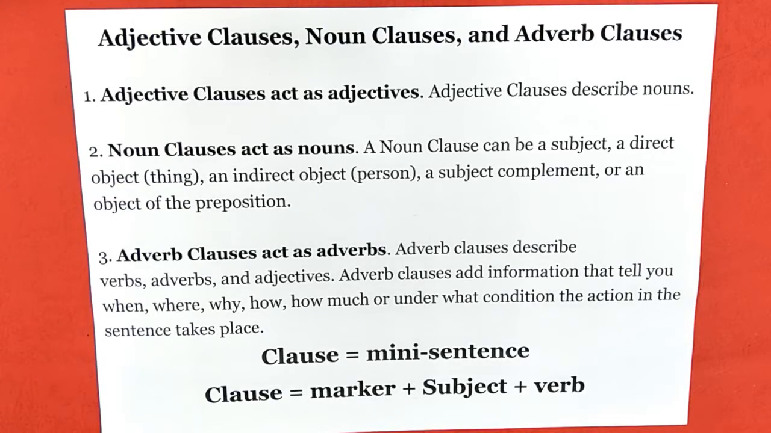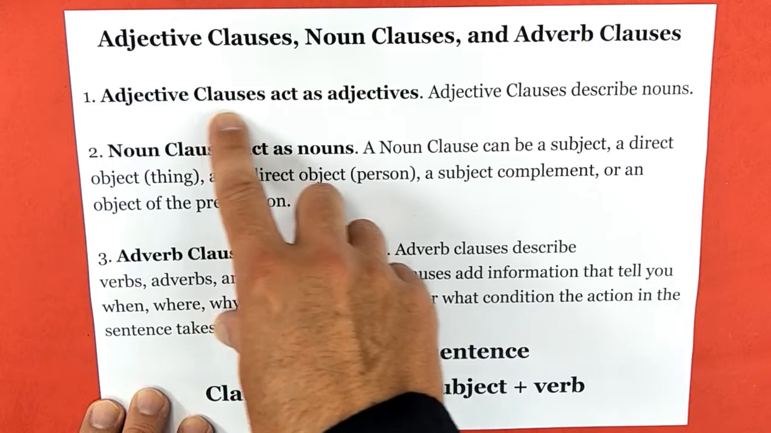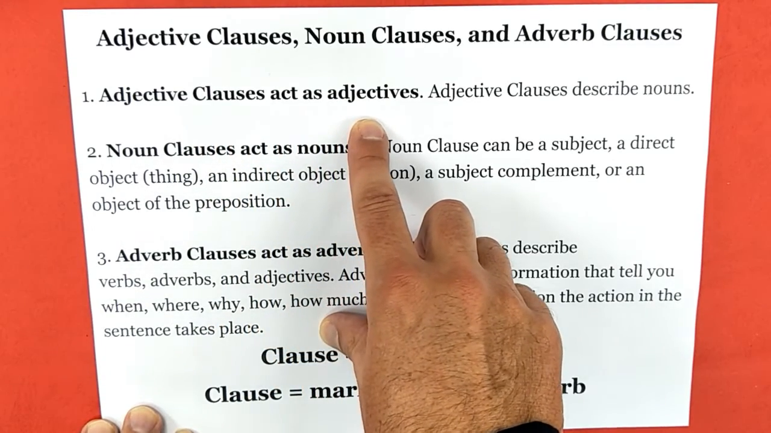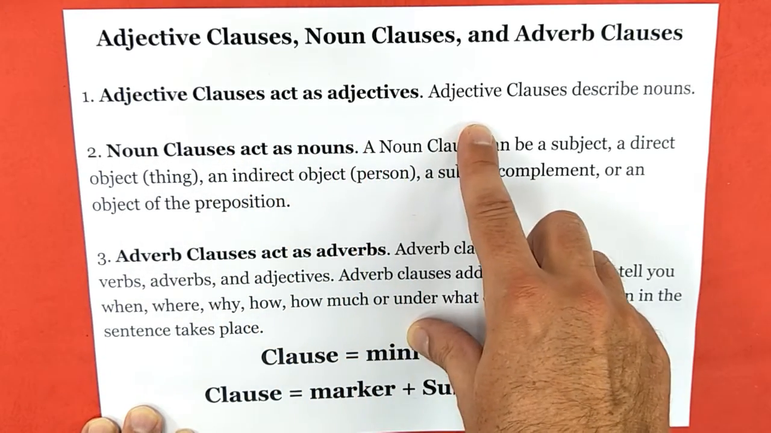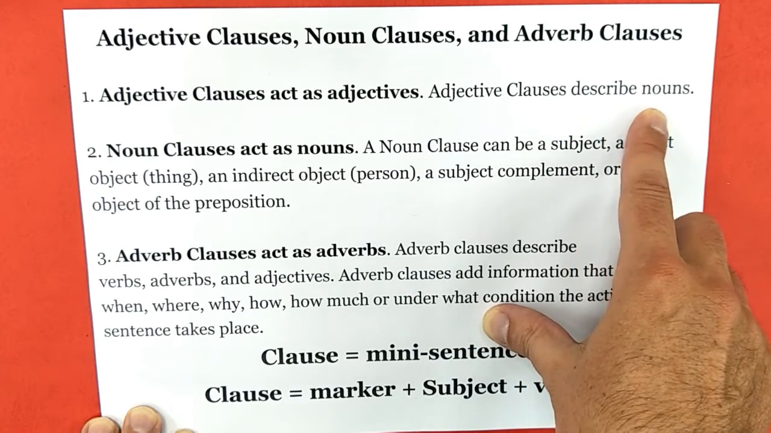Okay kids, today we're talking about clauses. We've already taught adjective clauses and noun clauses. Today we want to talk about adverb clauses. Let's review the clauses. Number 1, adjective clauses act as adjectives. Adjective clauses describe nouns.